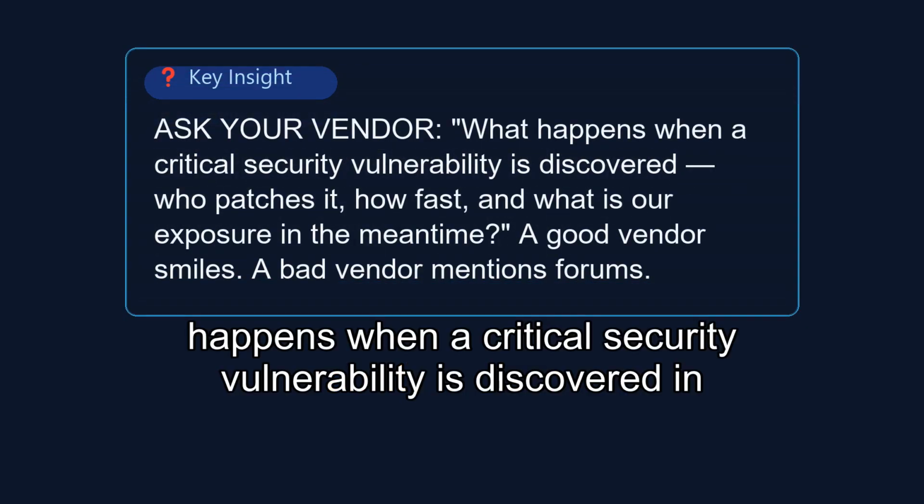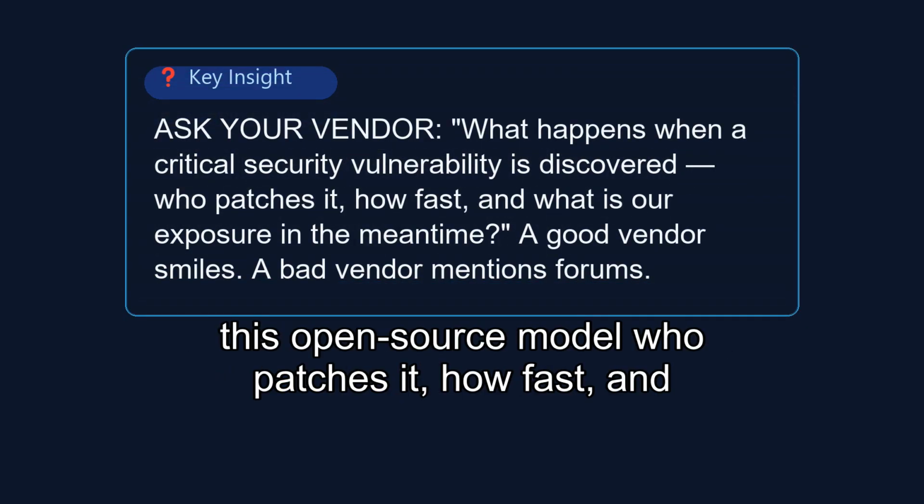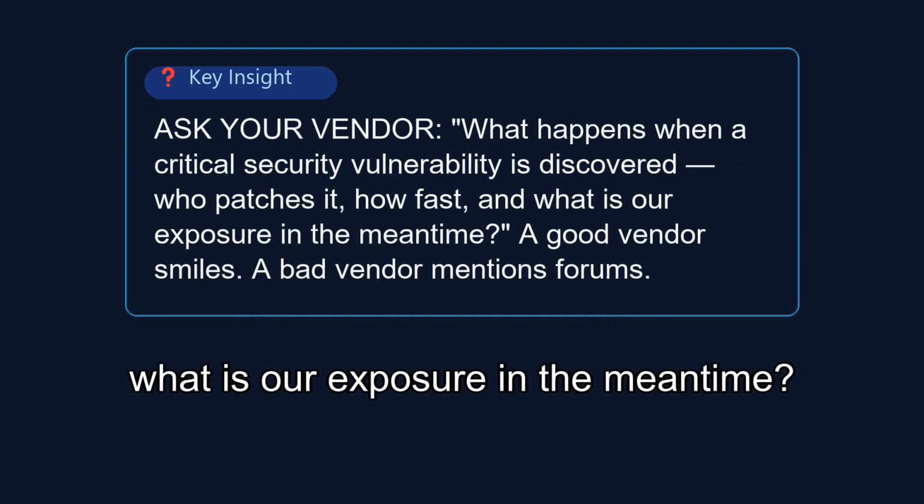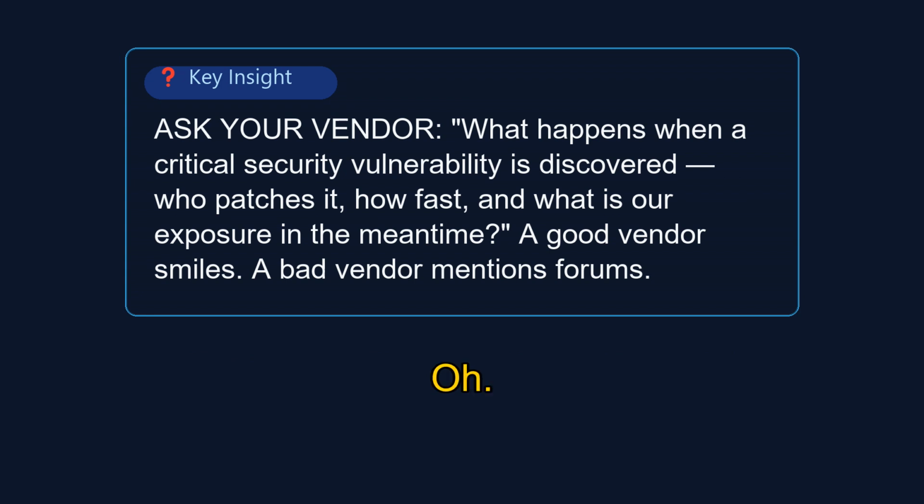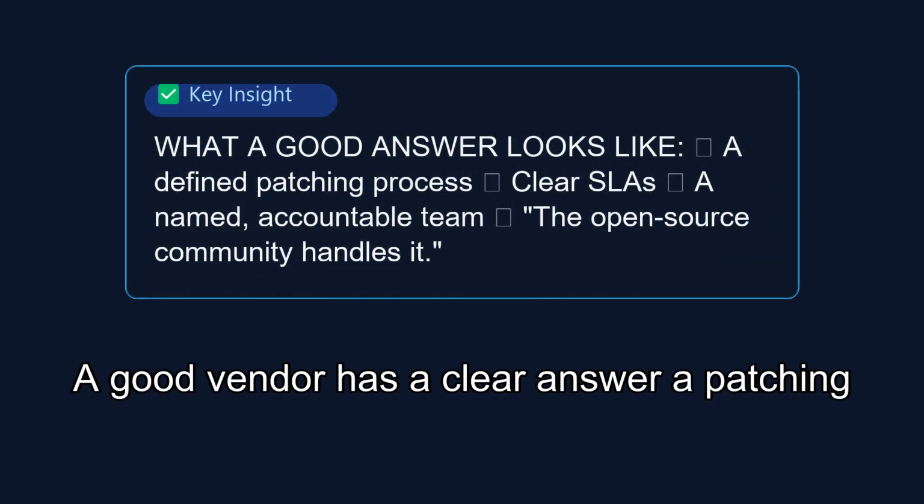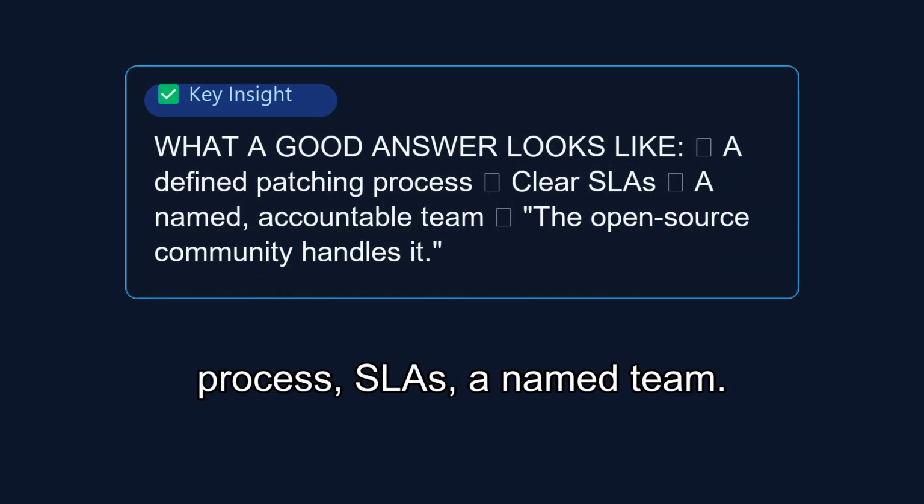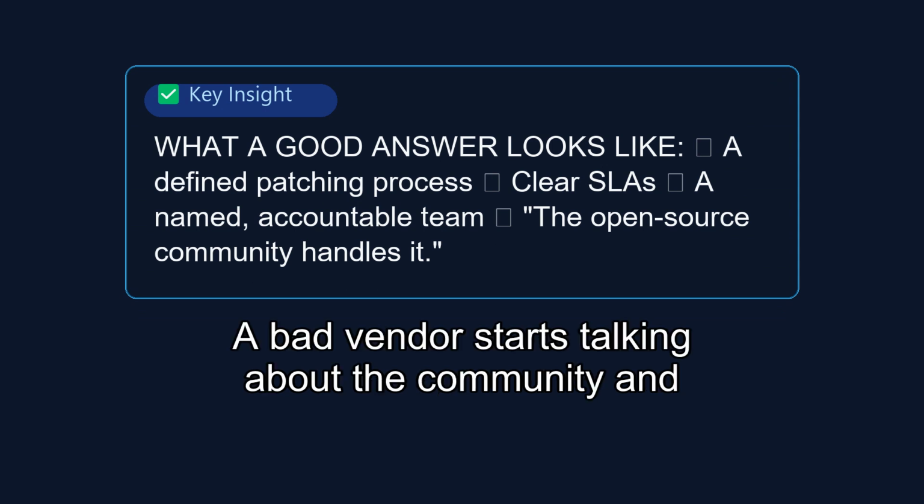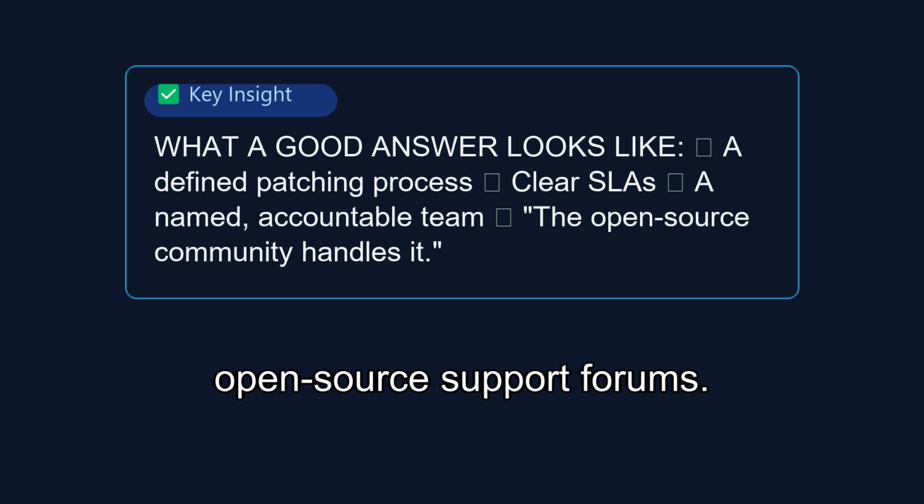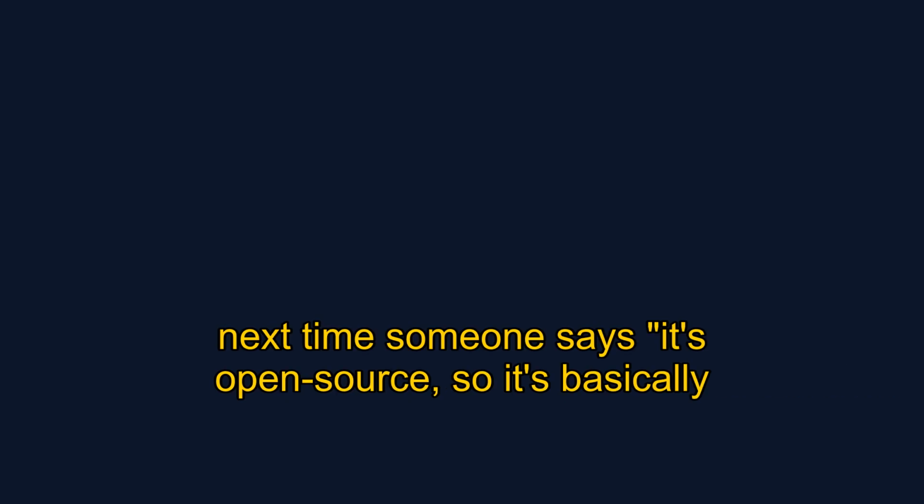What happens when a critical security vulnerability is discovered in this open source model? Who patches it? How fast? And what is our exposure in the meantime? Oh, that's uncomfortable. For a bad vendor, yes. A good vendor has a clear answer. A patching process, SLAs, a named team. A bad vendor starts talking about the community and open source support forums, and that tells you everything you need to know. So next time someone says it's open source, so it's basically free, I know exactly what question to ask.